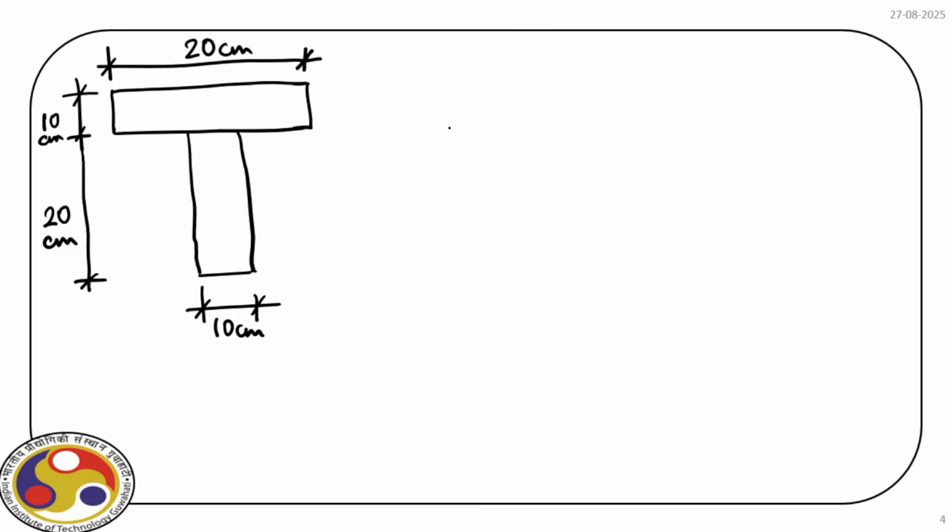Now for this particular section, we apply a sagging bending moment, again a sagging bending moment of magnitude 4000 kg centimeter. We'll draw the stress diagram for this cross section.